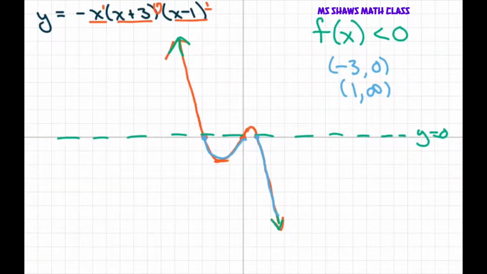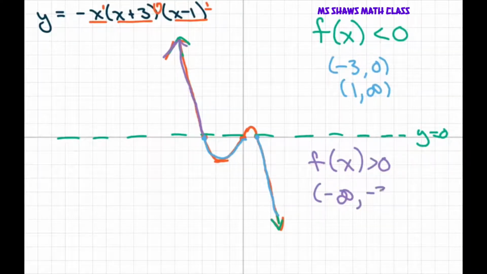And where is y positive? So our y is positive at two places. Here, from negative infinity to negative 3. And also this little portion here. It's positive above this y equals 0 at 0 to 1.